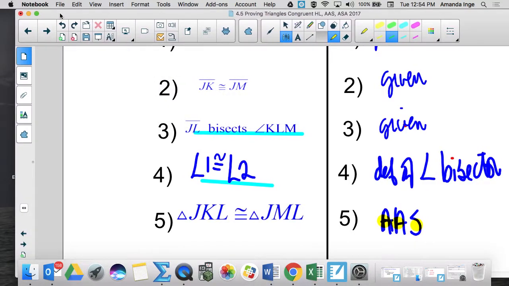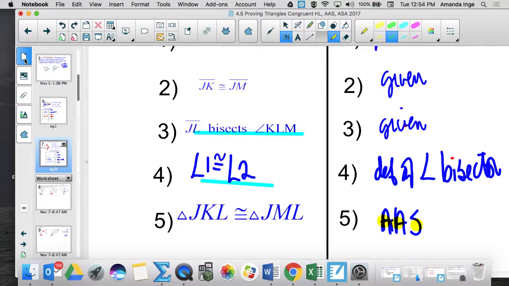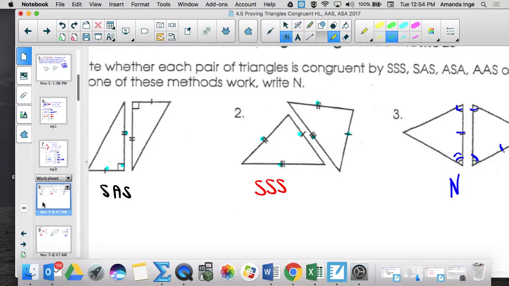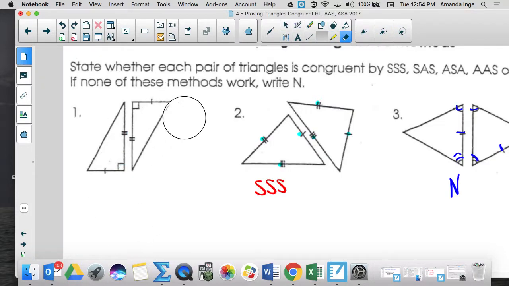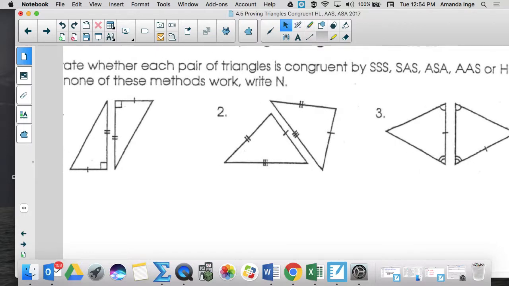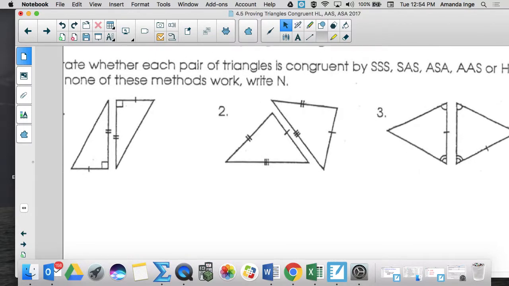Okay, so the next thing I wanted to do is to go over the worksheet that I gave you. Everybody got it? Anybody not have that worksheet? All right, so it says state whether each pair of triangles is congruent by side, side, side, side, angle, side, angle, side, angle, angle, angle, side, or hypotenuse leg. If none of those apply, then you're just going to write not possible.